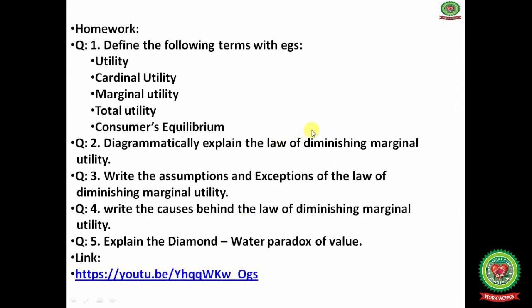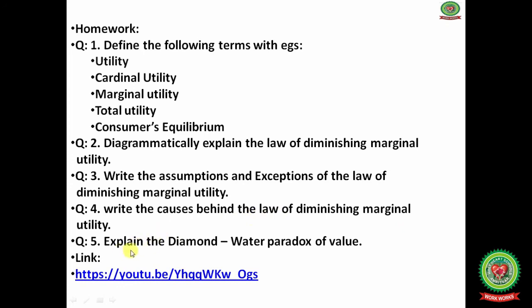Diamonds, on the other hand, are rather scarce and their marginal costs are high. Therefore, the demand and supply curves for diamonds intersect at a relatively small volume and high price. Hope students you have understood the law of diminishing marginal utility.